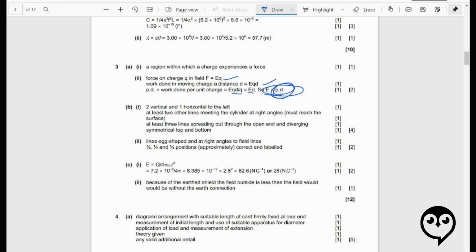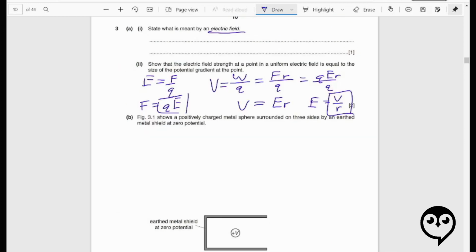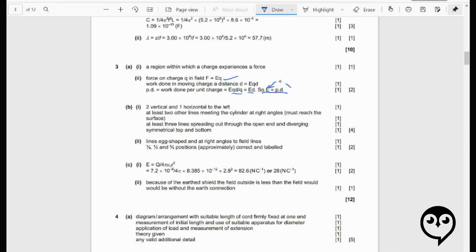The electric field doesn't equal the potential difference. Potential difference is the work done per unit charge. You cancel out the Q's. But E is not energy here, and E is not work. E is electric field strength. The electric field strength does not equal the potential difference. The electric field strength equals the potential gradient. Bit of a sore point for me there. I think there's a bit of a problem with the mark scheme. That should be potential gradient.